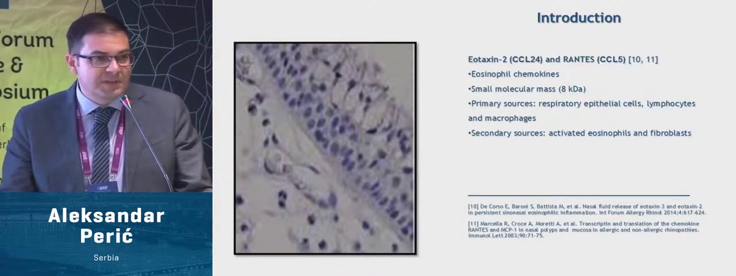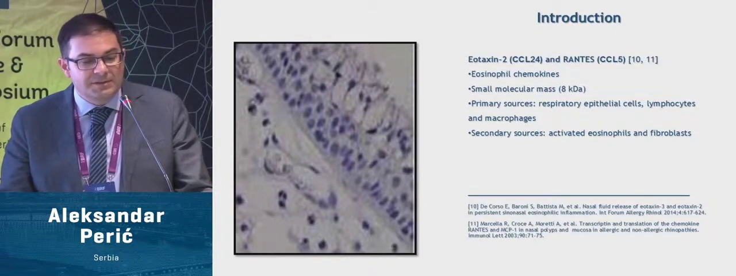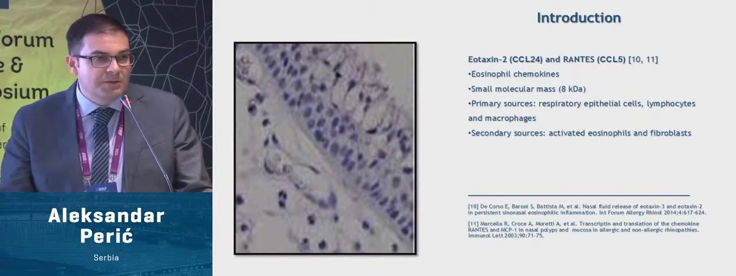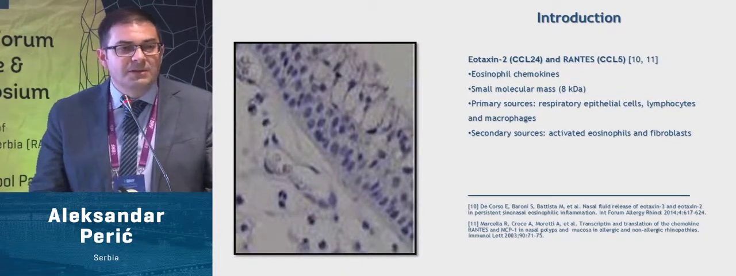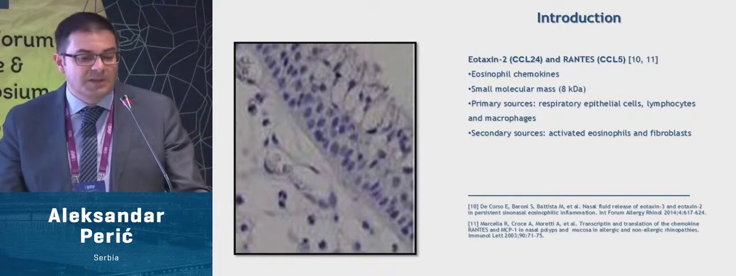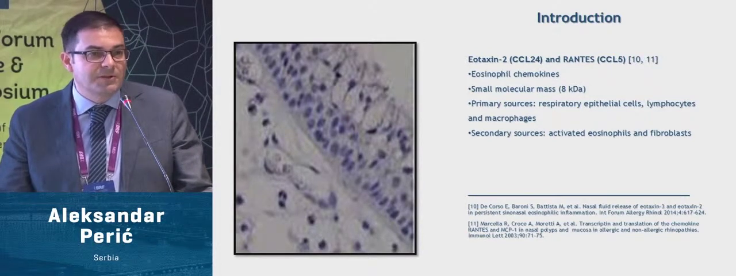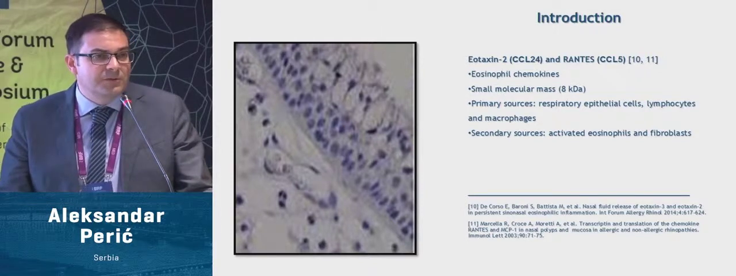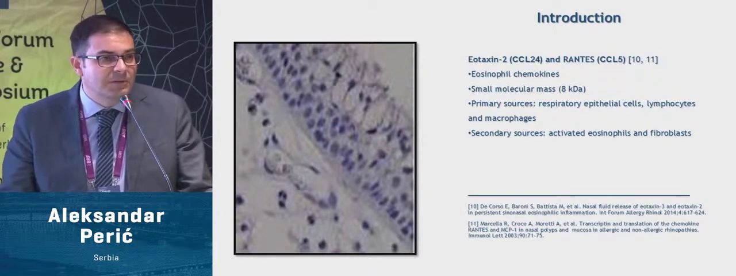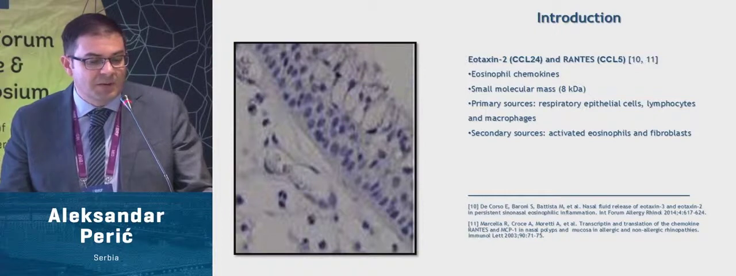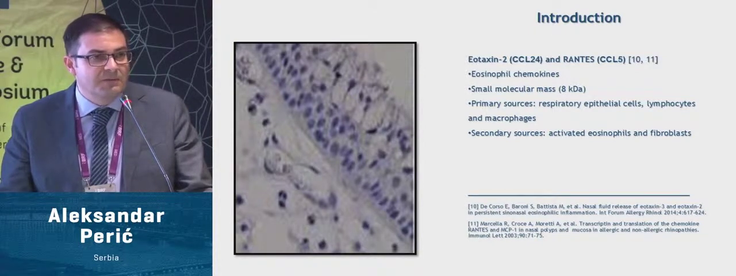Eotaxin 2, or CCL24, and RANTES, or CCL5, are eosinophilic chemokines with very small molecular masses of only 8 kilodaltons. The primary sources of these chemokines are respiratory epithelial cells, lymphocytes, and macrophages. However, after the process of immunological activation, the main secondary sources of these chemokines become activated eosinophils and fibroblasts.